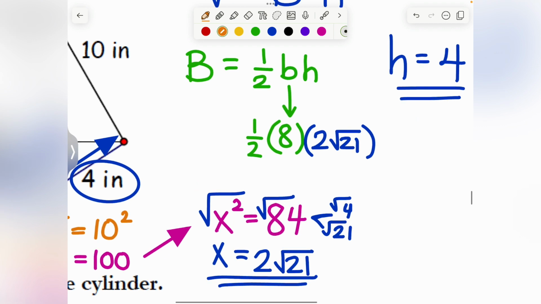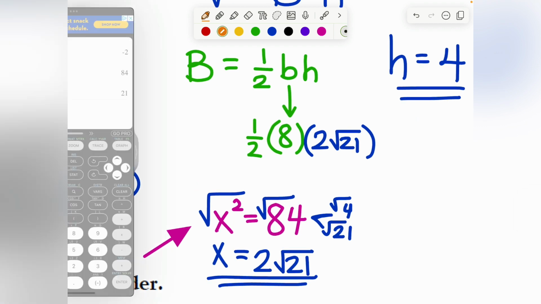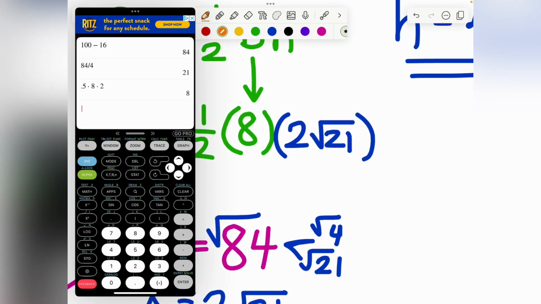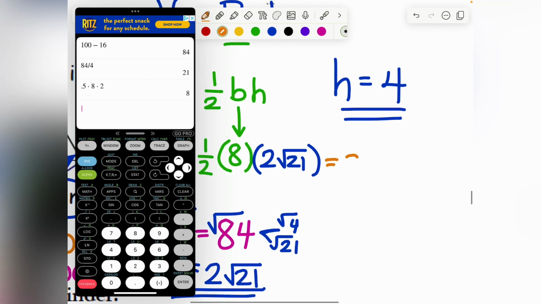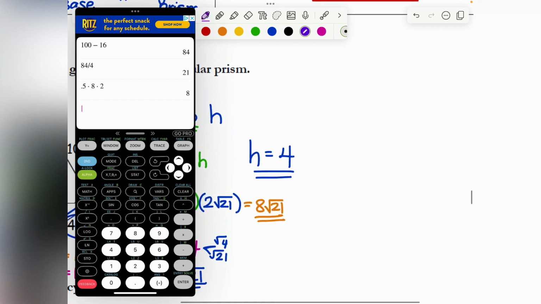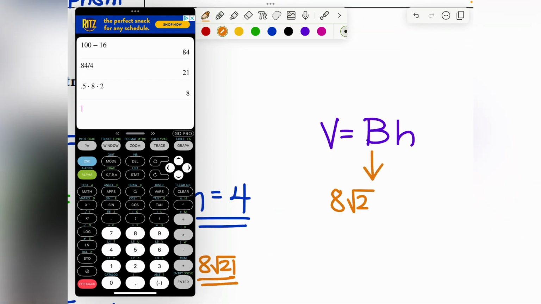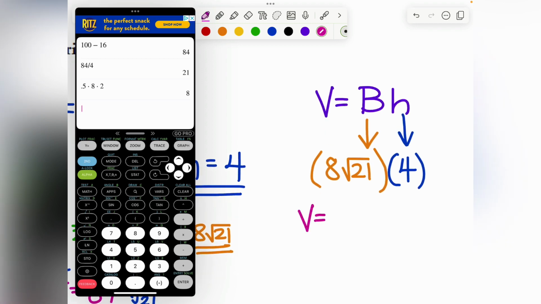So when I actually calculate this, I get 1/2 of 8, and you can even use your calculator, guys. 0.5 times 8 times, I would just do the 2. So that's 8 with a root 21. Now that's the area of the base. So when I go to do the volume, I have to plug in the area of the base, which I just found was 8 root 21. And then the height of the prism was 4. So when you have a root involved, just multiply the numbers that don't have roots. So that's 32 root 21.